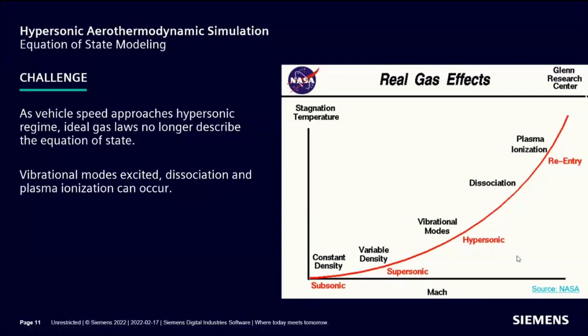ideal gas laws anymore. And oftentimes you may need to go to things like polynomials or other curve fits from data, really modeling how the gas behaves. And at the higher levels, you do need to actually account for things like dissociation and thermal non-equilibrium.